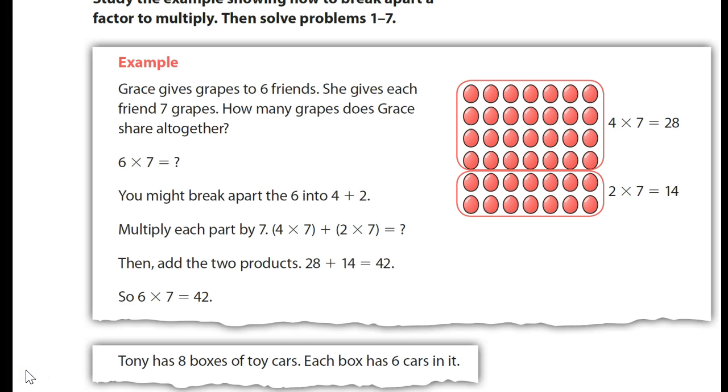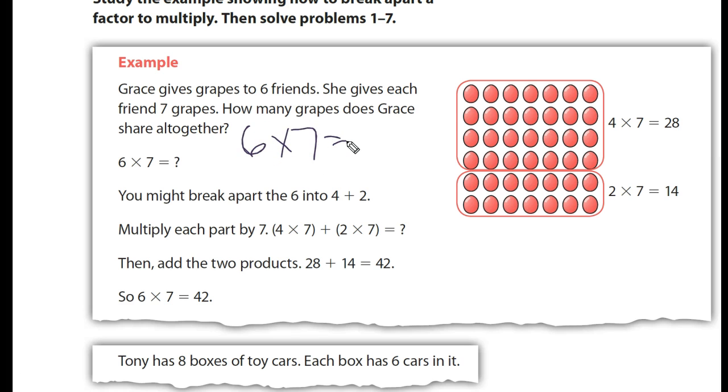Okay, so again, we're continuing to break apart groups to make 2 multiplication equations. So look at the example they have. It says Grace gives grapes to 6 friends. She gives each friend 7 grapes. How many grapes does Grace share all together? So it looks like they're using 6 times 7.